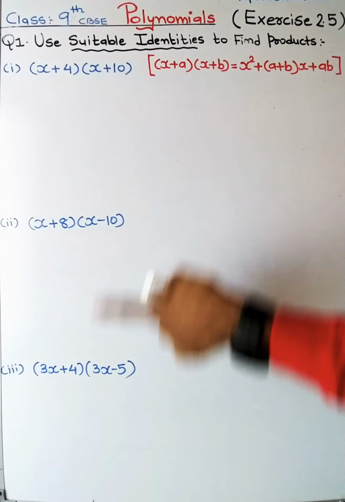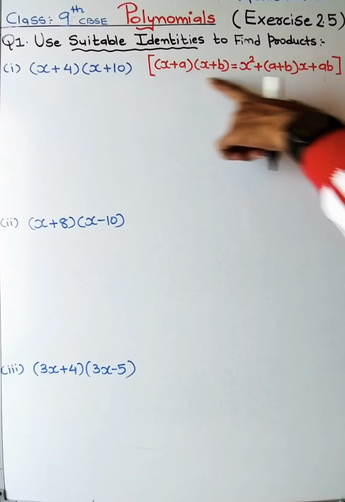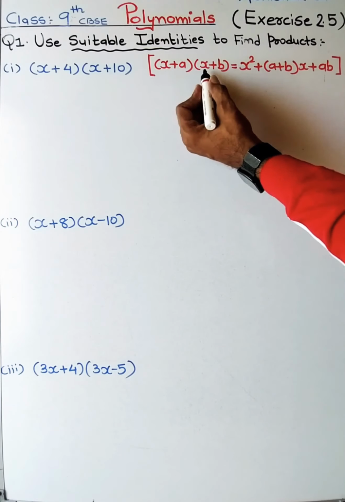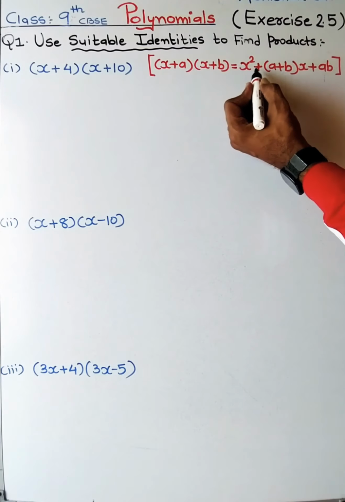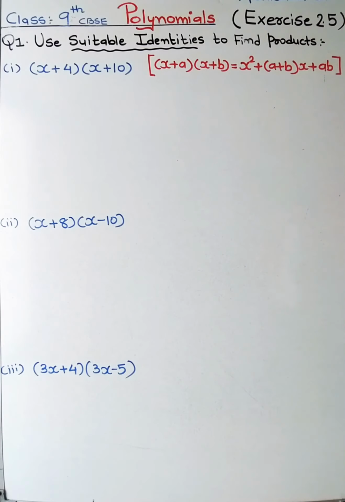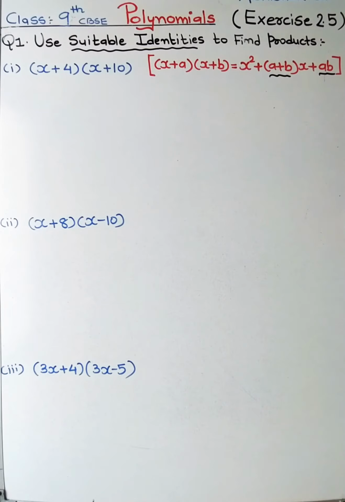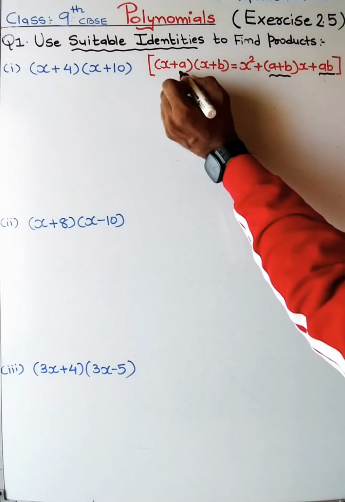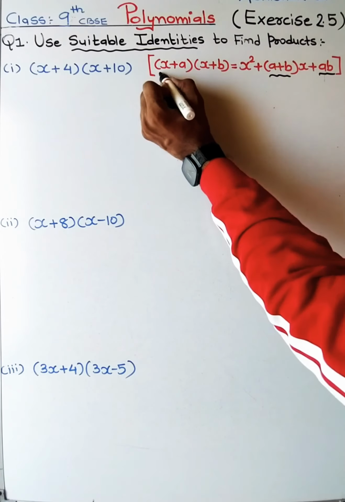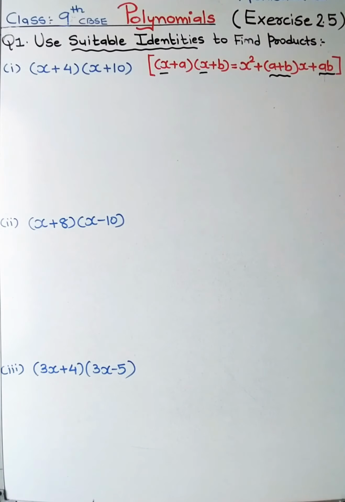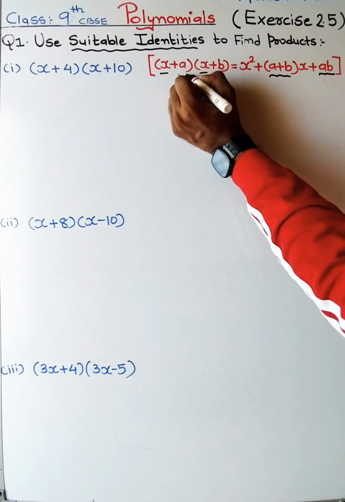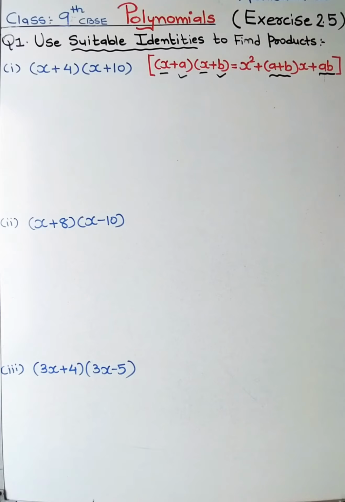Right now first, second and third question are based on the same identity, that is (x + a)(x + b) is equal to x square plus (a + b)x plus ab, sum and product of those two numbers. So before solving this question, always try to check that the first term of both is same and we have two different numbers. Clear? So let us start the solution.